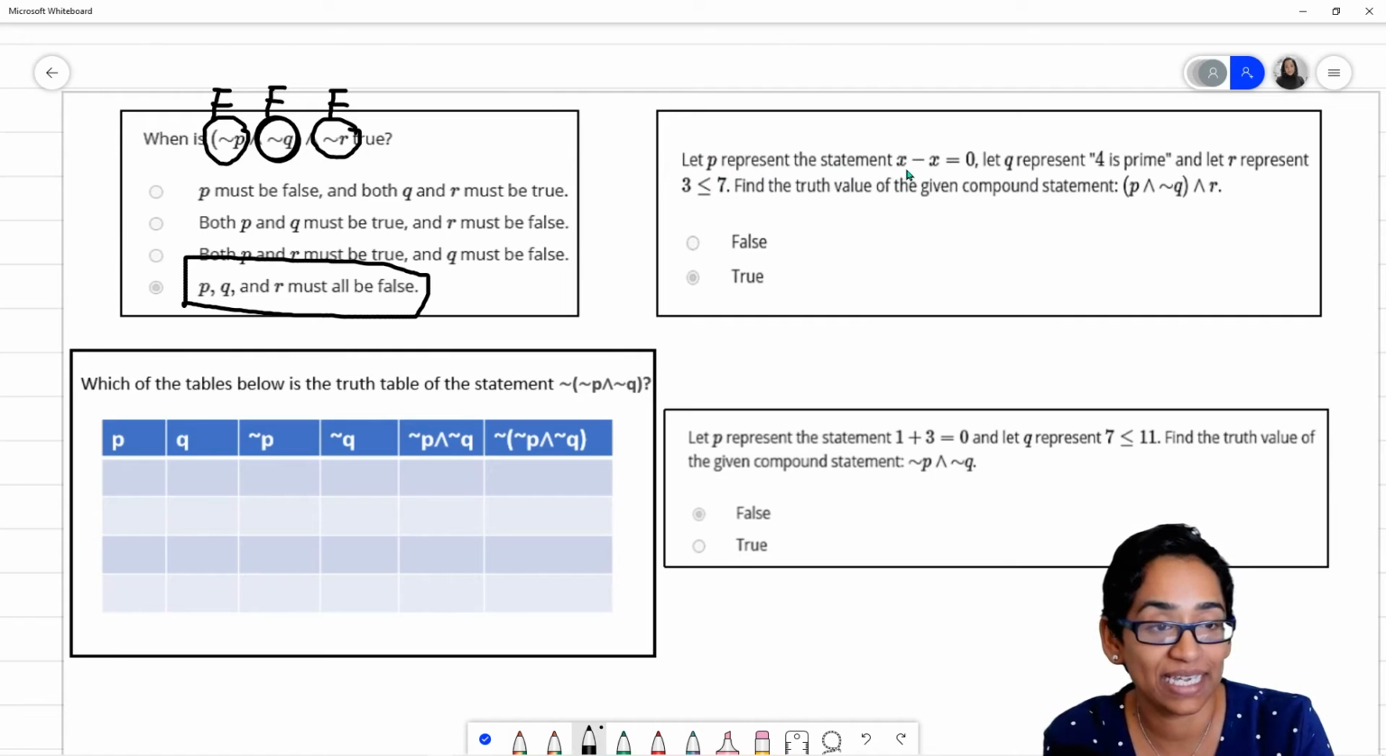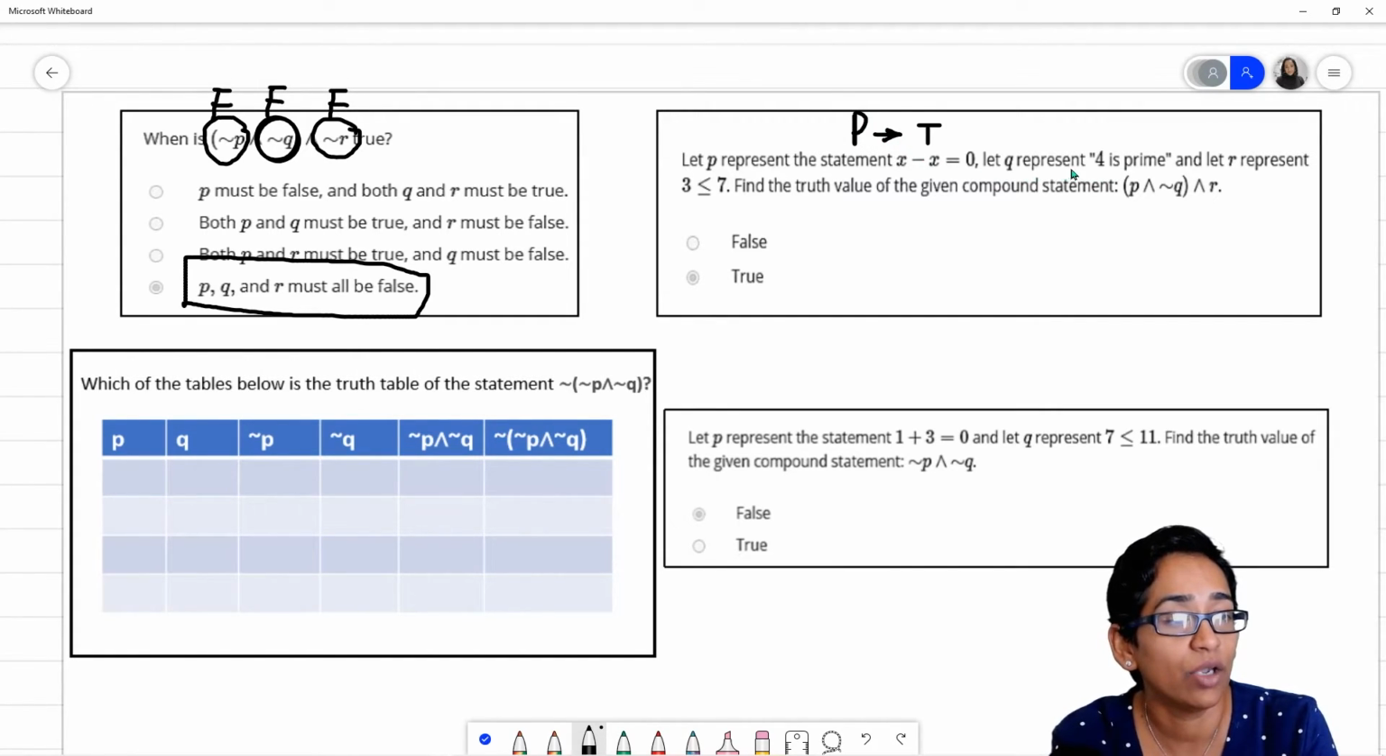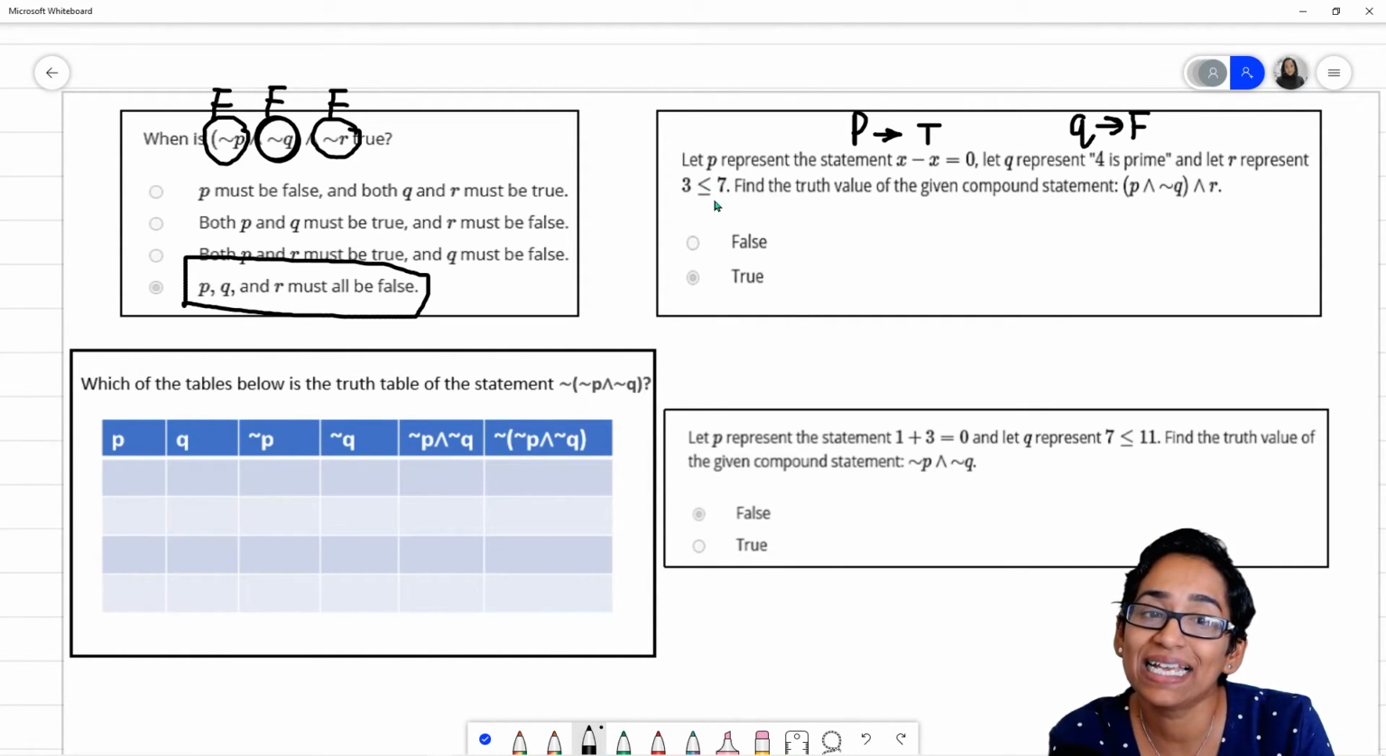Let P represent a statement x minus x is 0. That is true. So my P is true. Q represents 4 is a prime number. Since when is that? So Q is false. Let R represent 3 is less than or equal to 7. Yeah, 3 is less than or equal to 7. So R is true. Find the truth value of the given compound statement.